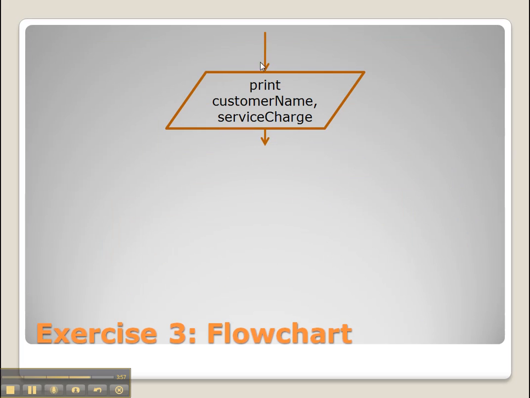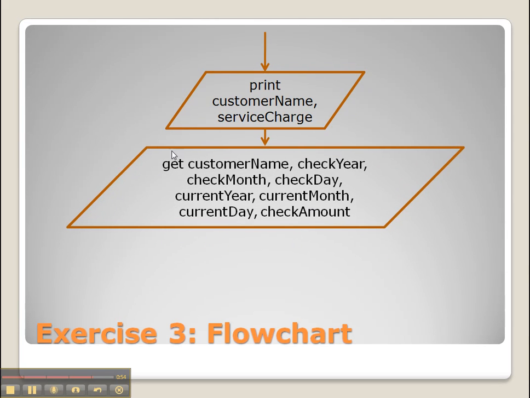Okay? After we've done our calculating, then we're going to print the customer name and the service charge, just like we saw in our output report. Then, like we do in any loop body, we get all the data again, and then we flow back up.